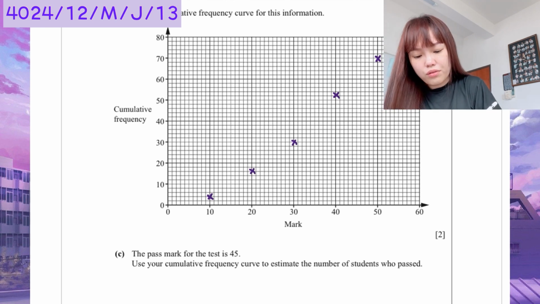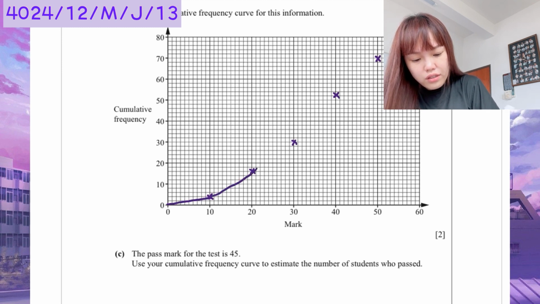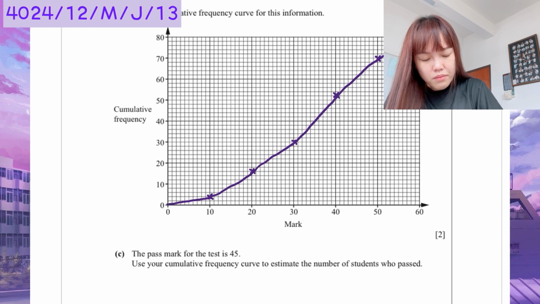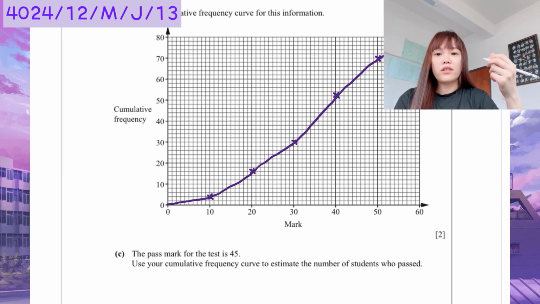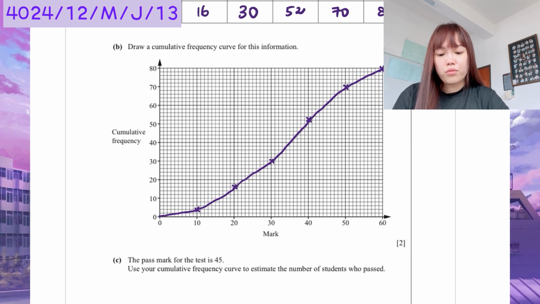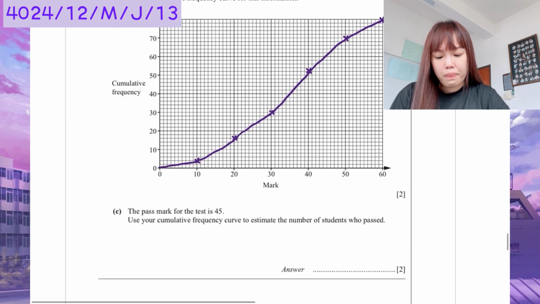Okay, alright, so now I need to draw the curve. Don't use ruler. Okay, draw the curve. You can draw better using pencil. Okay, so that's how your cumulative curve looks like.